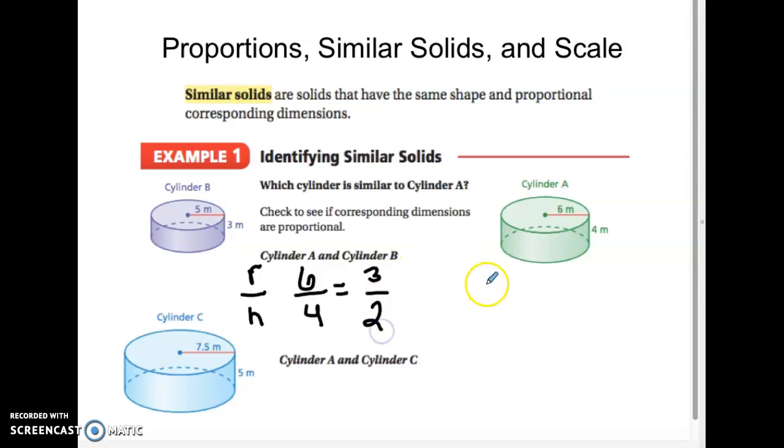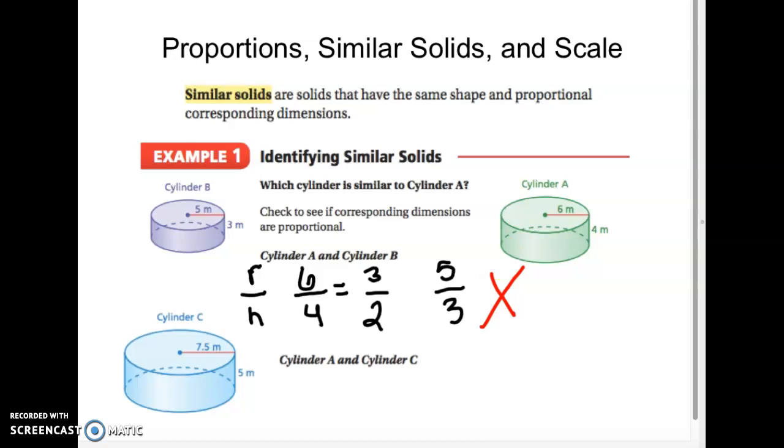Now we want to check if cylinder B simplifies to 3 halves. So let's do radius is 5 over height, which is 3. And we can't simplify this. These are not equal, so cylinder A and cylinder B are definitely not proportional.